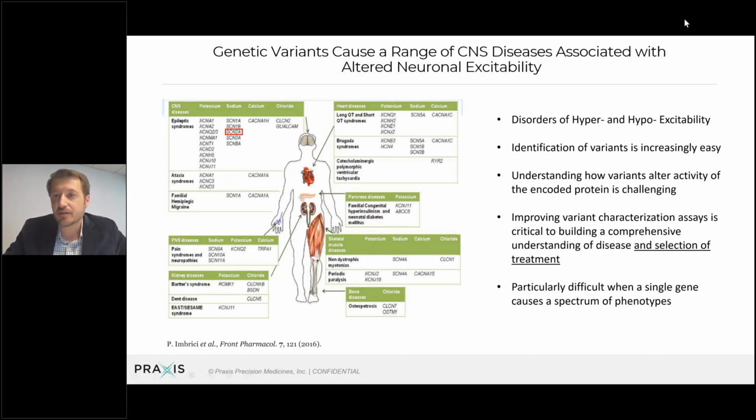All right, genetic variants. Try to move this around so the controls are not in my way.